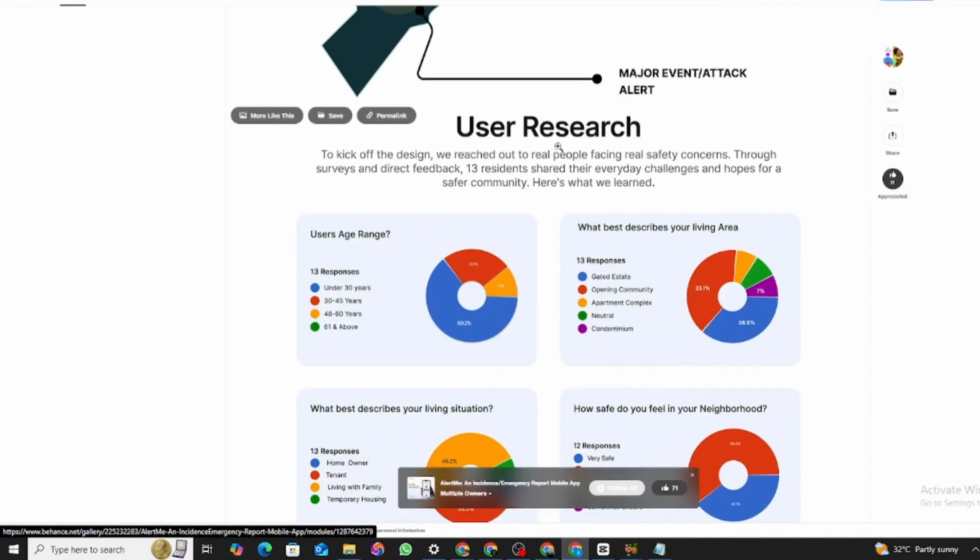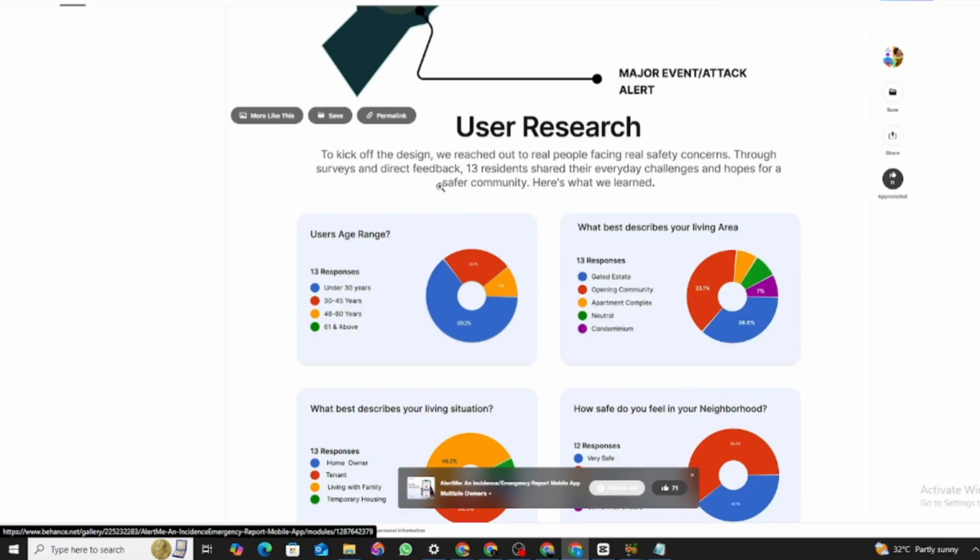You see, in the user research, to kick off the design, we reached out to this product, which is an incident reporting app where people report what is happening in their neighborhood. So the people who need this are people who are facing some kind of insecurities in their neighborhood, or who may have faced some insecurities in their neighborhood. I wasn't the only one who did this project, but I led the project. We were about 40 of us who designed this project, and it was an amazing experience.